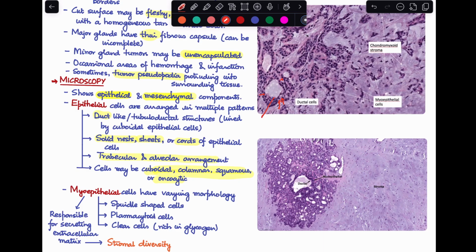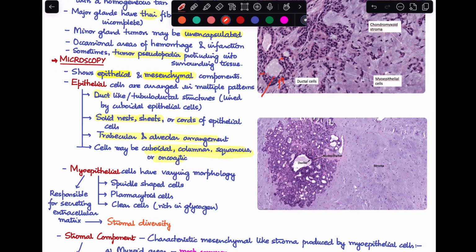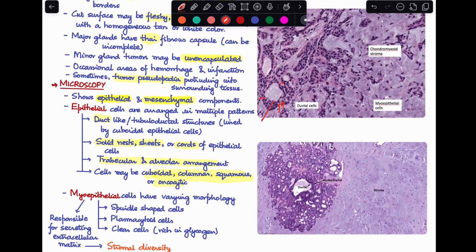The second epithelial component is the myoepithelial cells. Myoepithelial cells can have varying morphology. They can be spindle shaped, they can also look like a plasma cell, which is why they are known as plasmacytoid cells. They can also be clear cells which are rich in glycogen. In the image, these are all the myoepithelial cells that we are seeing. Now, myoepithelial cells are the ones responsible for the different stromal or mesenchymal components that we will see.